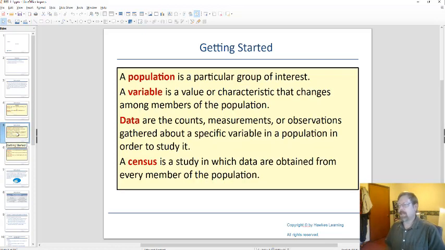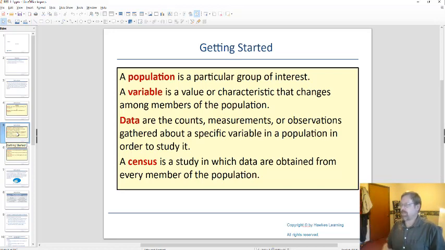Some other key concepts: a population. Population is the entire group that you might be interested in. An example of a population might be all of the students in Washington State Community College. Another, larger population could be all of the community college students in Ohio or in the U.S. or in the Northwest Territory region or whatever. So a population would be everybody within that one group.